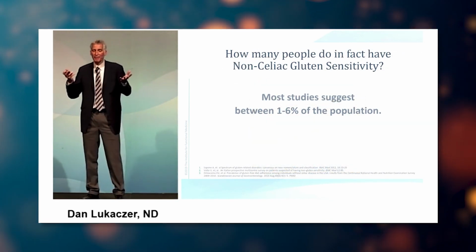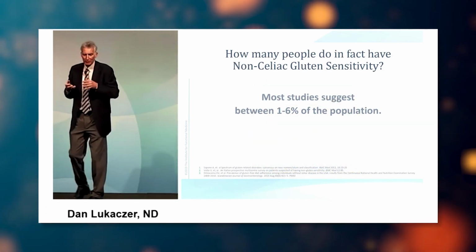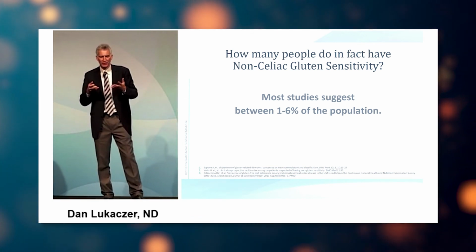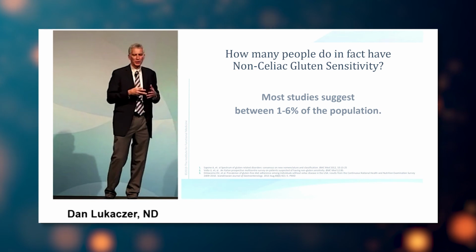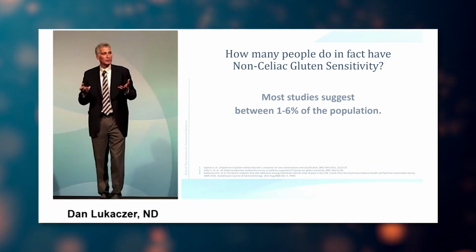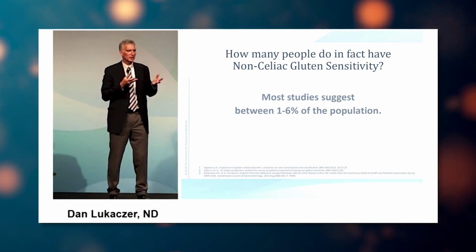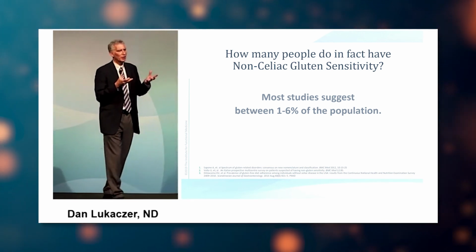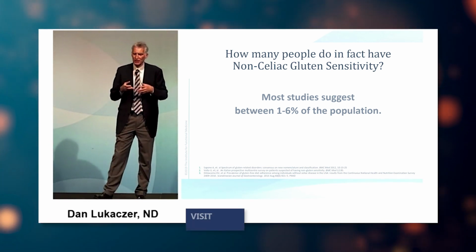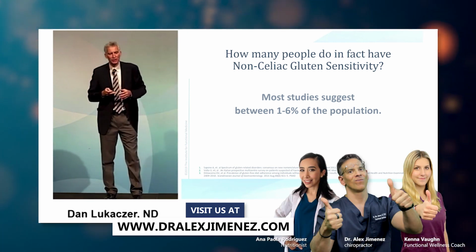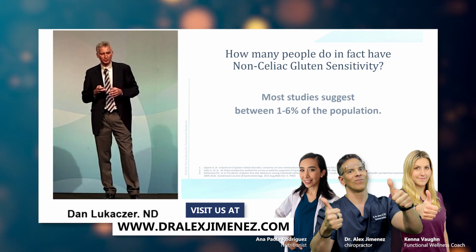How many people have this? Well, it's not really clear. Most studies suggest between 1% and 6% of the population, although anecdotally, I've seen it as high as 15 to 20% in gastroenterologists. Individuals like Alessio Fasano will talk about 10 or 15%. And the number with reactions to wheat overall may be certainly higher still.